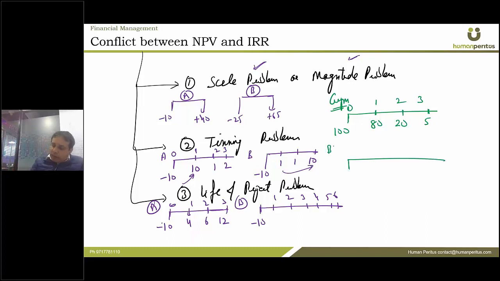Then maybe I open a bar. In case of bar, I invest rupees 100. After first year, I get rupees 10. After second year, I get rupees 5. After 3, I get rupees 90. Do you see any difference between them? Yes, sir. In the bar, I'm getting the cash flows later in the project. In the gym, sir, I'm getting these flows earlier in the project. So this is known as timing problem.